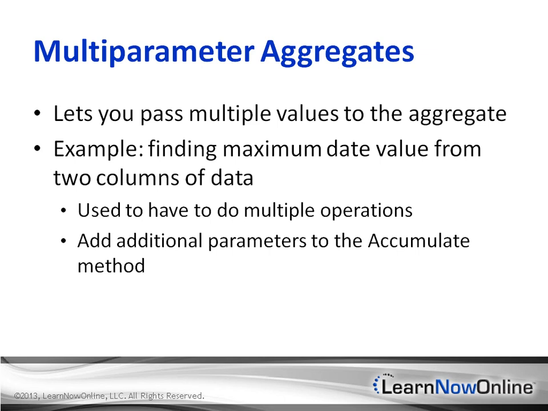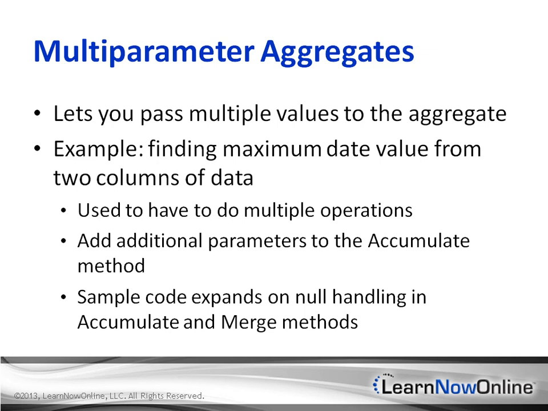Now you can implement a multi-parameter aggregate by passing the parameters to the accumulate method in the aggregate class. Then within that method, you can include code to process the values and update the aggregate value as necessary. An important feature here is how the sample handles nulls. If either of the date values is null, you can't compare them, and the accumulate method simply returns without doing any work. Otherwise, it compares the two dates and then compares the latest of those two to the current value stored in the max date variable.